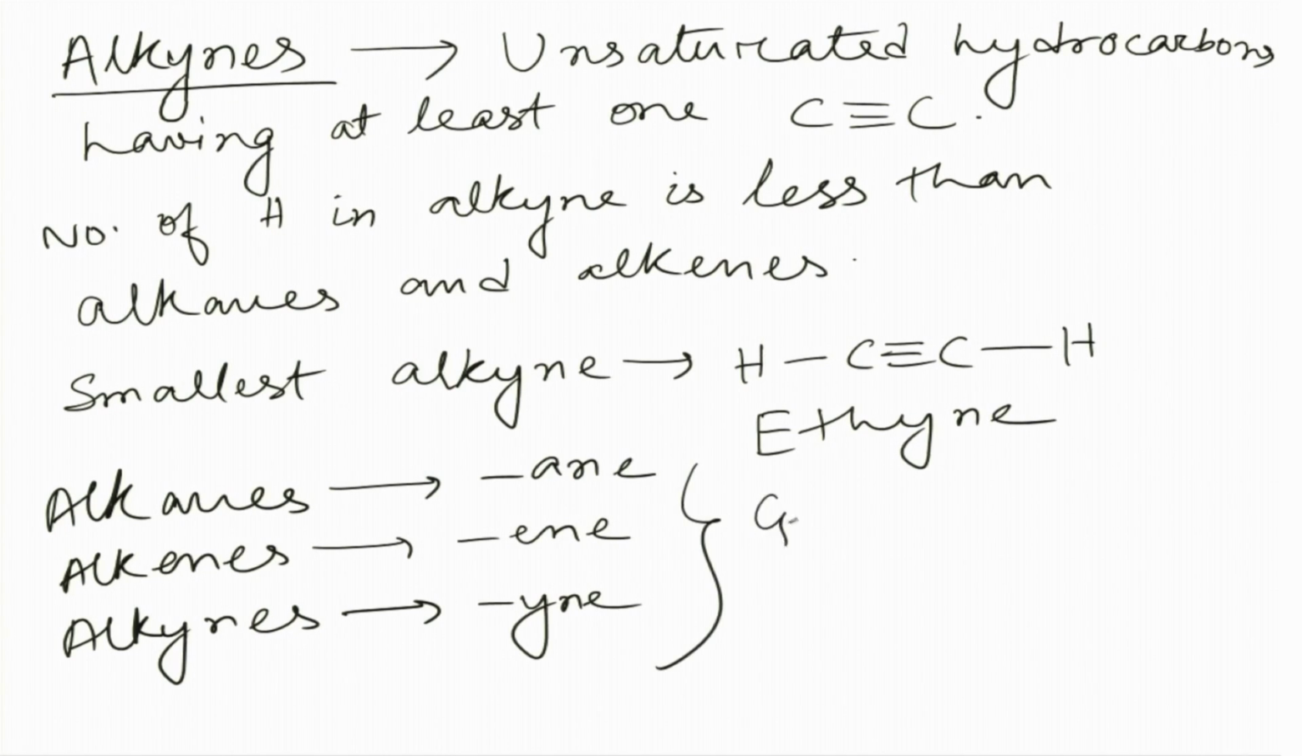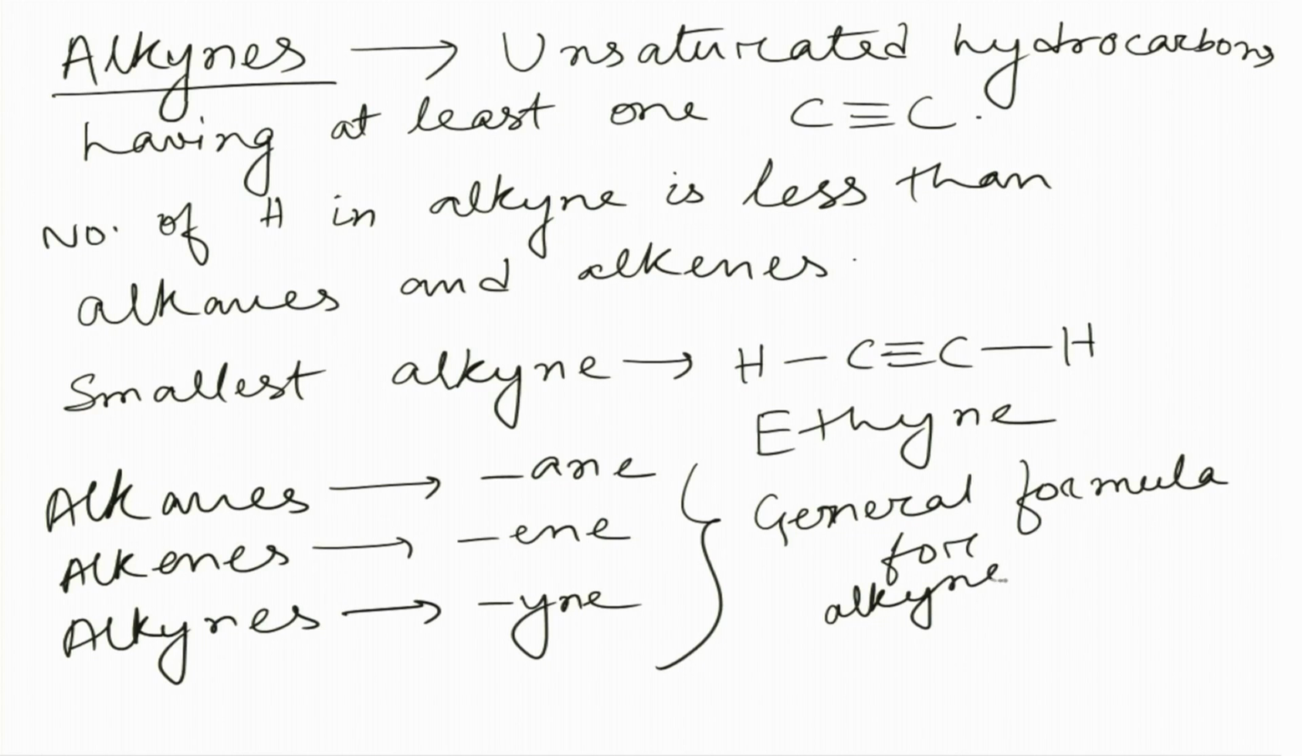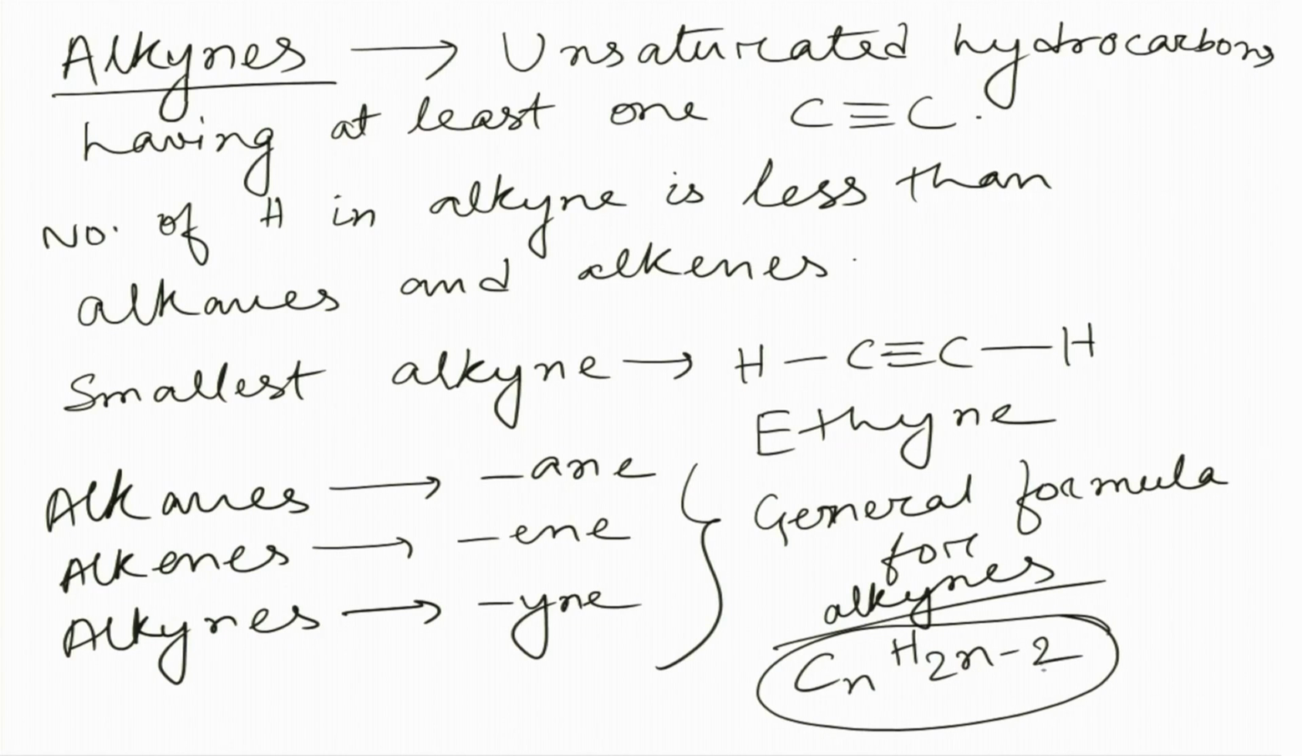And the general formula for alkynes is CnH2n minus 2, since the number of hydrogens are even less than the alkenes. Alkanes were CnH2n plus 2, alkenes were CnH2n, and alkynes are CnH2n minus 2.